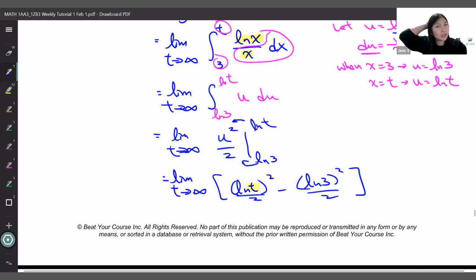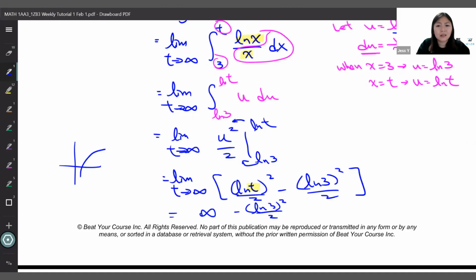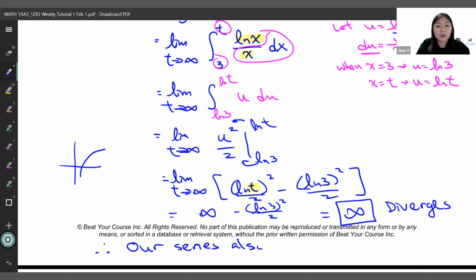What is ln of infinity? Think about the ln graph. The ln graph gets bigger and bigger and bigger. So as t goes to infinity, the ln t value, the y value, also goes to infinity. So this becomes infinity squared over 2, which is infinity, minus some number. This number isn't even going to make a dent. So this is infinity. That means that the improper integral diverges. So by the integral test, our series also diverges.